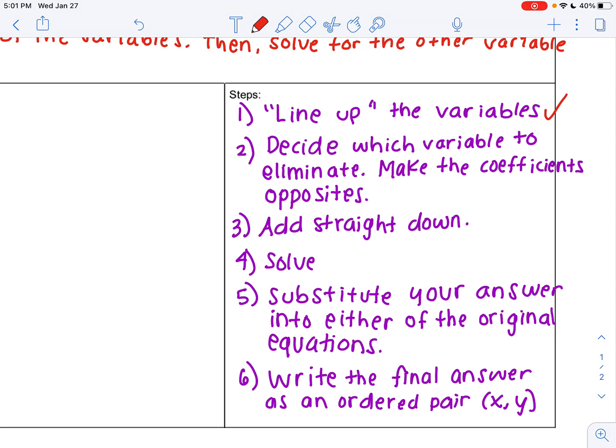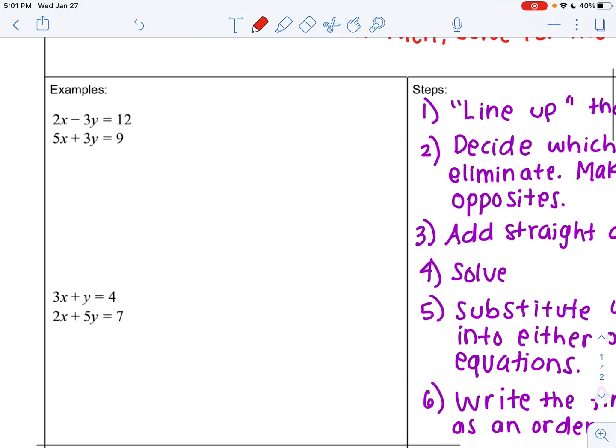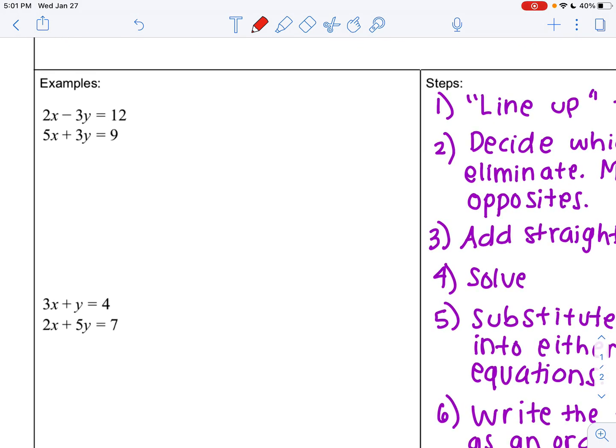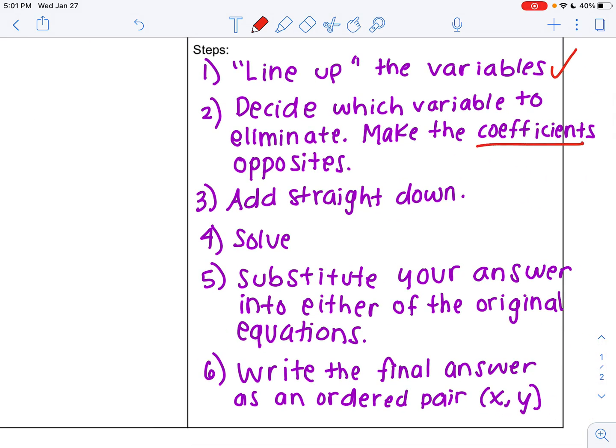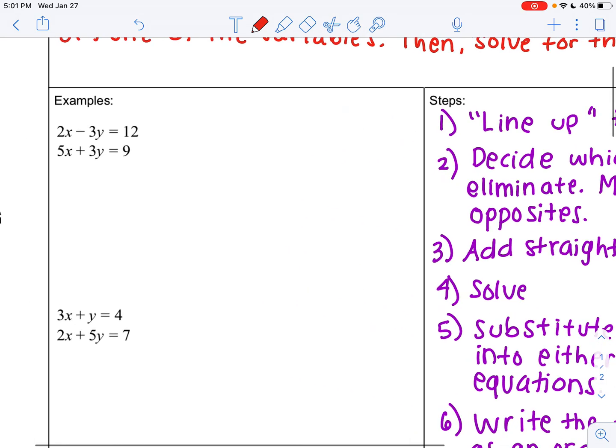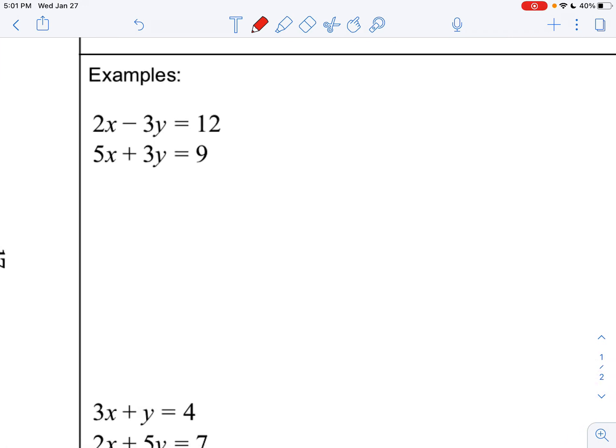Decide which variable to eliminate or get rid of. Make the coefficients opposites. What does that mean? Well, we're either going to get rid of the x or we're going to get rid of the y. Remember, the coefficients are the numbers in front of the variables. So we need to make the numbers in front of the variables opposites. For example, 2 and -2. If that were a -2, these would cancel out when we add down, right?